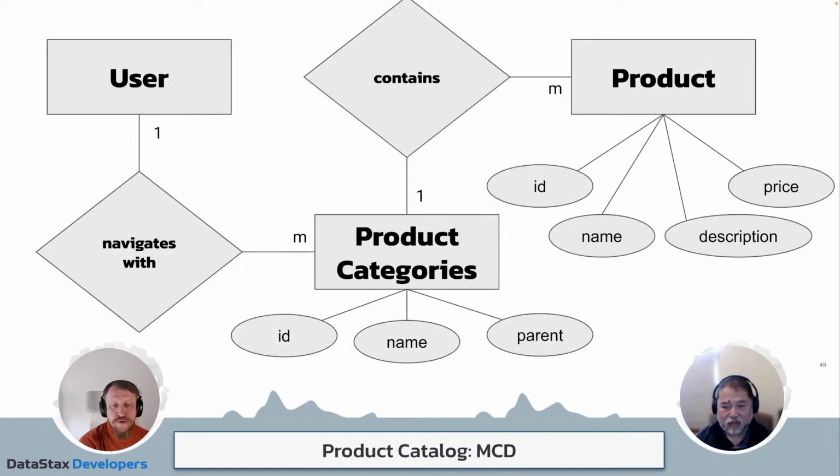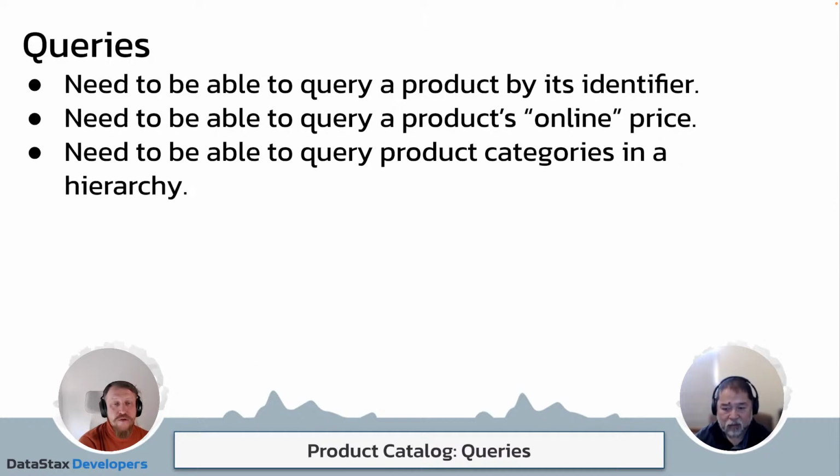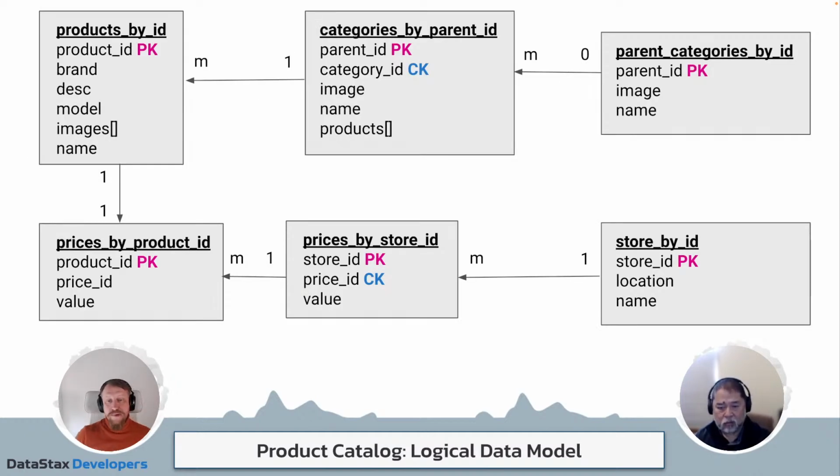So we explored our entities, we explored our data and identified its entity relationship diagram. So we understand what the properties and relations of our data. And we identified access patterns. So how we are going to use that. Query product by its ID, query product online price, query product category as tree of categories. So basically, mapping those together, we are getting so-called logical data model.